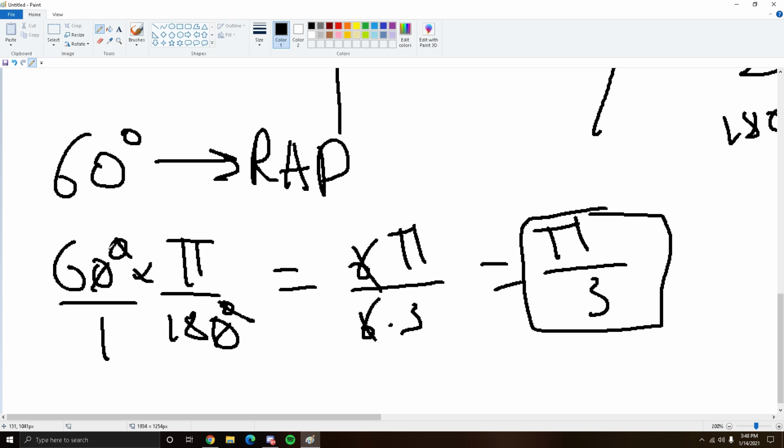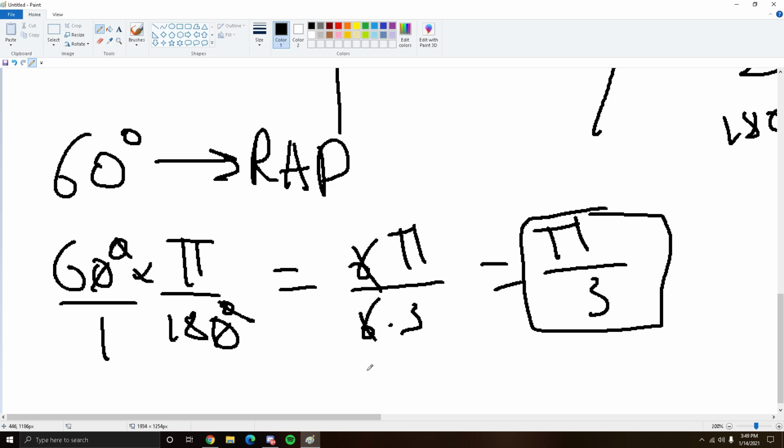So here's an example. We got 60 degrees equals how many radians, right? So we set it up: 60 degrees over 1, times pi over 180 degrees. So the degrees cancel and the 0 cancels, right? So we only got 6 pi over 18 left, right? You know why? Because 6 times 3 is 18.